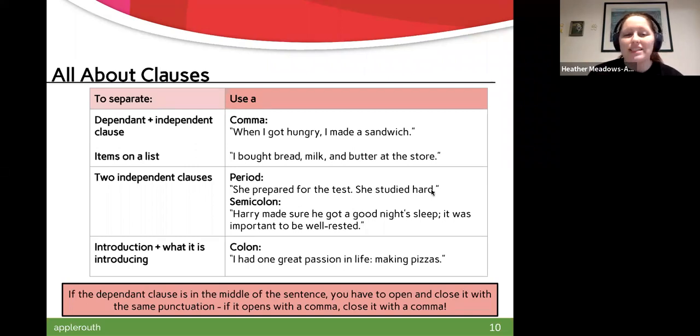The last one, a colon, is a little bit strange. It technically makes an introduction. So we see here, I had one great passion in life, colon, making pizzas. So these are just some examples. Of course, this is not everything, right? But some of the rules that you may want to know, especially in the punctuation realm. And so to study this stuff, there are many different ways to study this. But again, if you're having trouble with the English section on the ACT, this is where I would start, by looking at those grammar rules.